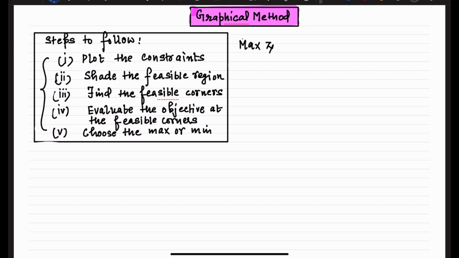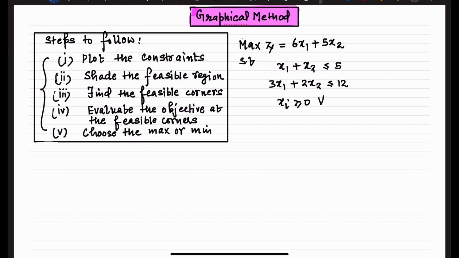Let's say the LPP is maximize z equals 6x1 plus 5x2. And the constraints are x1 plus x2 is less than or equal to 5. The next is 3x1 plus 2x2 is less than or equal to 12. And the non-negativity constraints. Okay, so these are the constraints. Let's say this is the blue constraint, this is the red, and this is the yellow constraint. Yellow constraint is the non-negativity constraint.